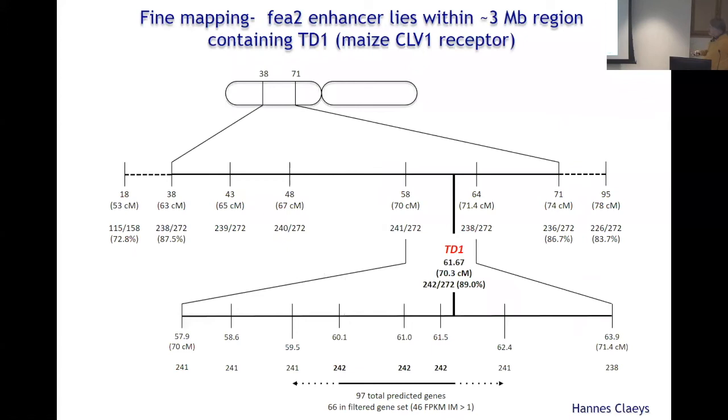And we map this, and right in the middle is one of our favorite genes that I haven't really talked about yet, TD1, which is the Maize Clavata1 receptor. So Fea2 is Clavata2 and TD1 is Clavata1, so it makes perfect sense. A little bit disappointing, it's nothing new, but I think it's interesting that within this line, we've found that there's natural variation in TD1, which can enhance this trait.